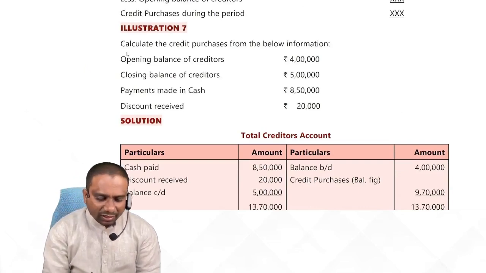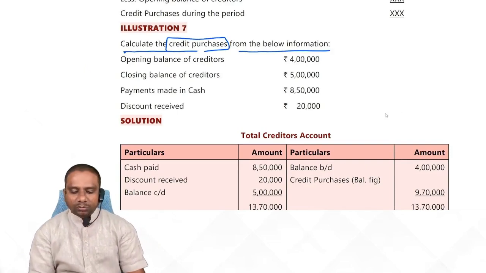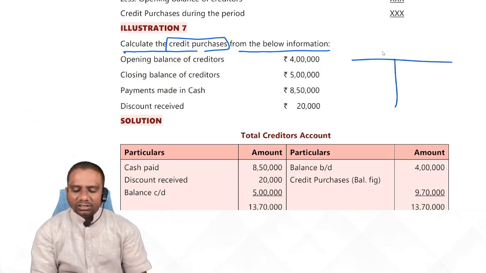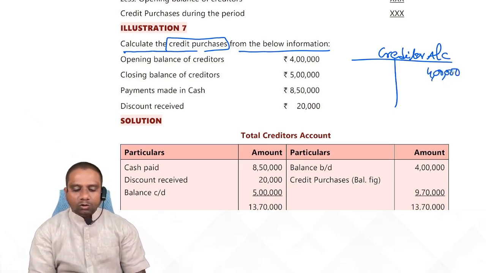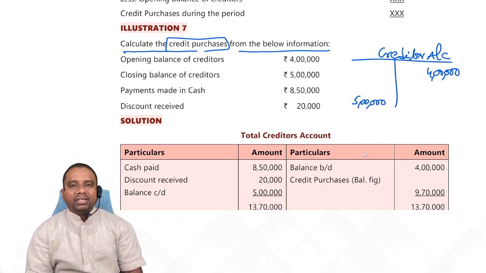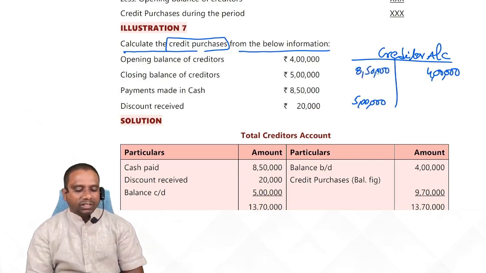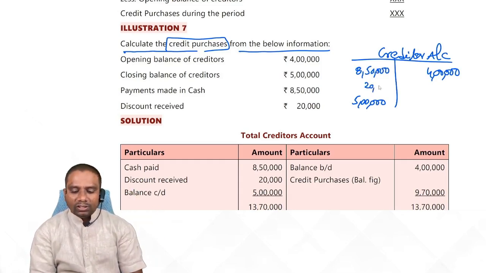Look at illustration 7. Calculate the credit purchases. What are they asking? Credit purchases from the below information. Simple. To calculate credit purchases in the problem, it is better to prepare the creditor account. See, opening balance: the creditor account shows a credit balance. Opening on the credit side, closing balance on the debit side, balance carried down. Payment made in cash: entry creditor account debit to bank, so debit side 8 lakh 50. Next one, discount received: entry creditor account debit to discount received account, 20.